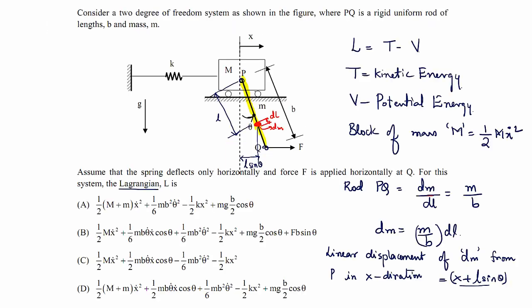Similarly, in the y direction, if I want to calculate the displacement, let me draw here once again. In the y direction it is going to move like this. This is L, and this makes an angle of theta. So this height will be equal to L cos theta.